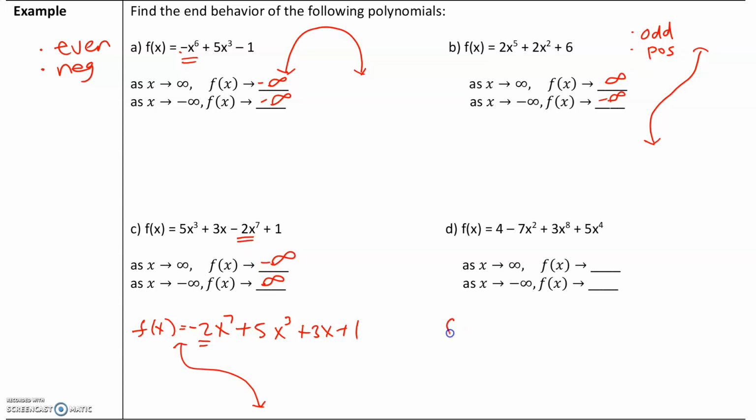Lastly, I'm going to once again rearrange this from highest to lowest. So we have 3x to the 8th plus 5x to the 4th minus 7x squared plus 4. So here we have an even degree with a positive leading coefficient, which means it's going to look like this. So as x approaches infinity and negative infinity, the graph is going to approach positive infinity.